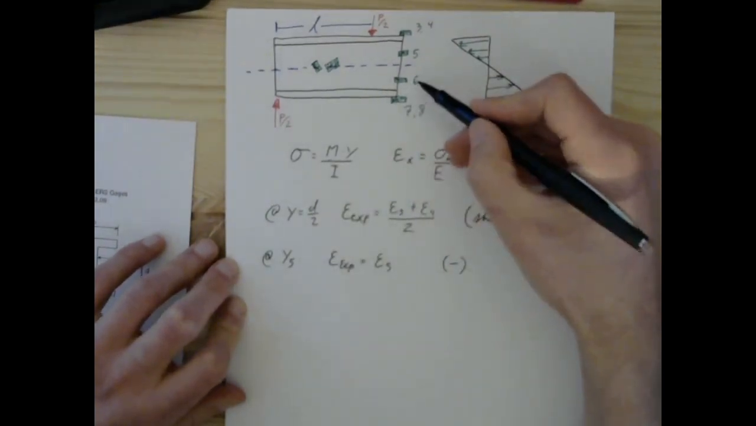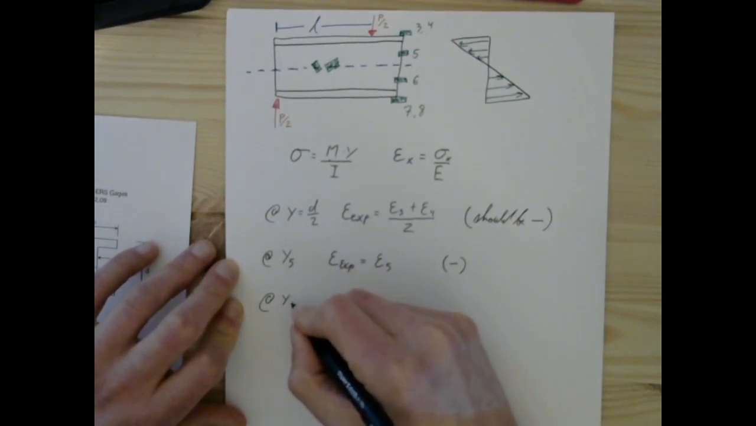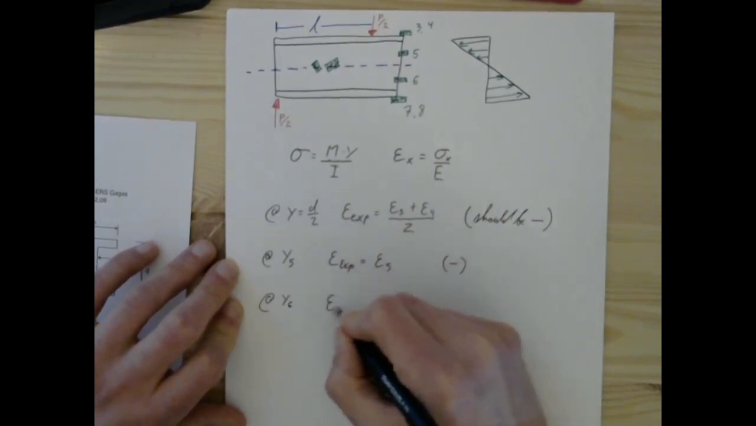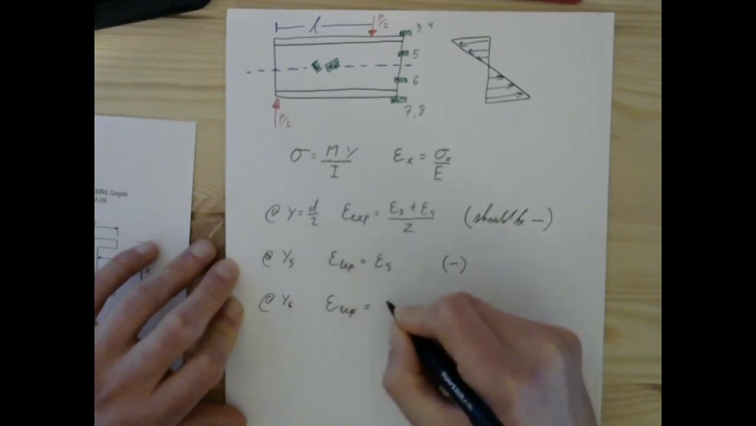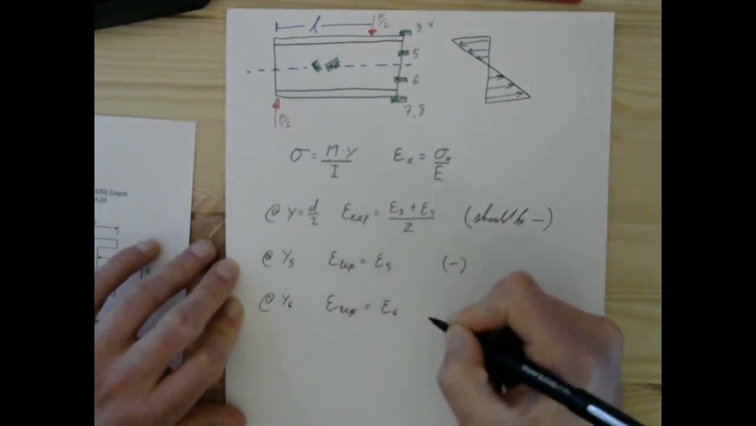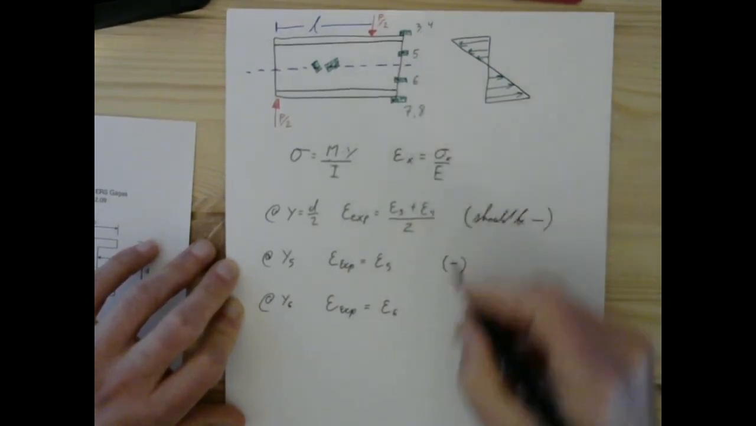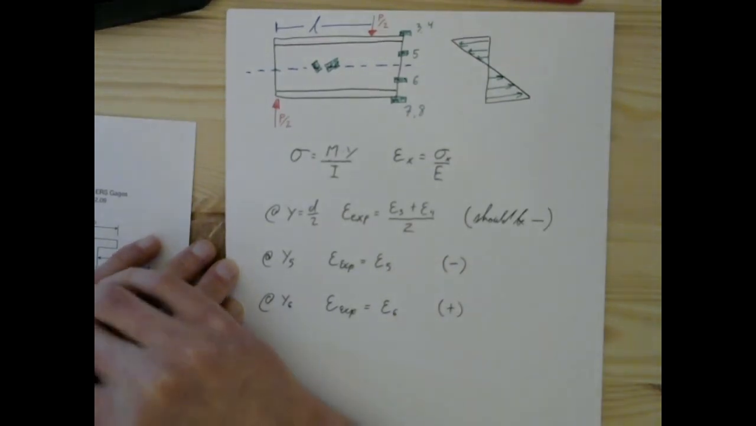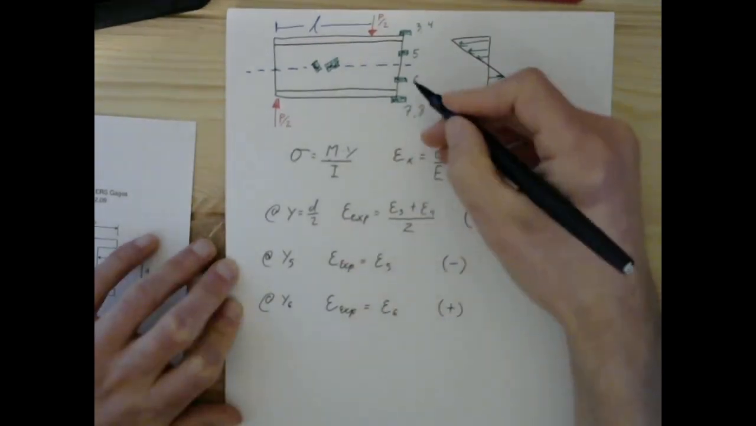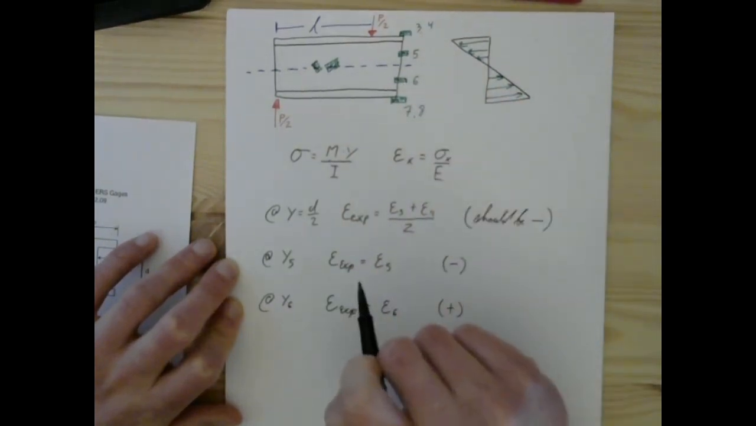Moving down, we'll be at 6. The experimental strain will be equal to whatever the strain picked up by the gauge number 6 is. But this time should be positive, because it's going to be below the neutral axis, so we're in a positive moment, so this region is going to be in tension.